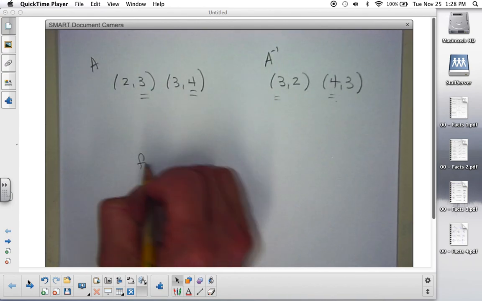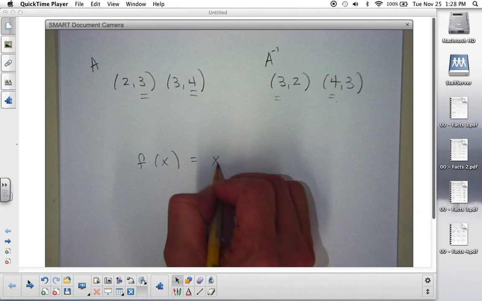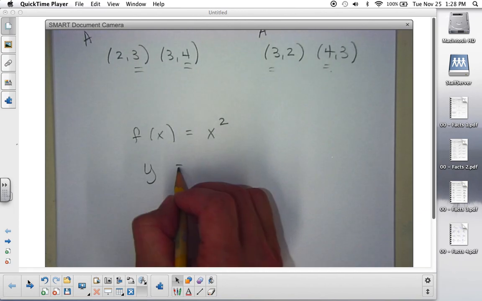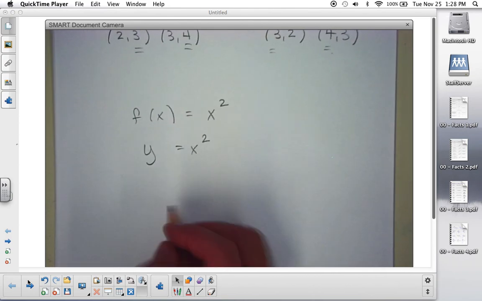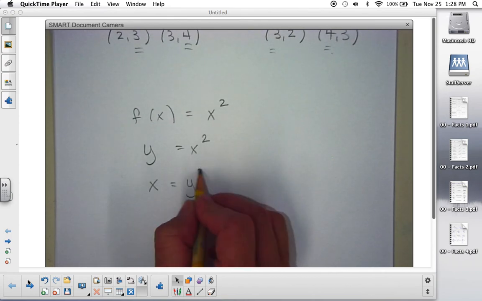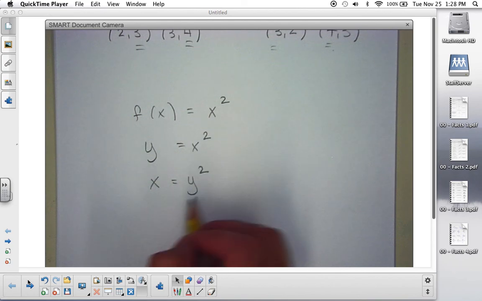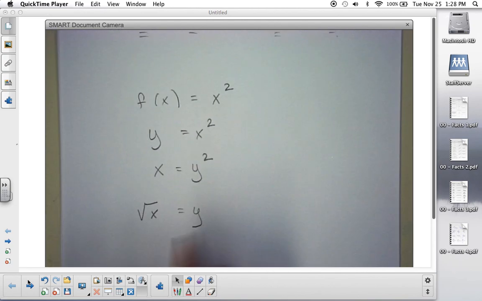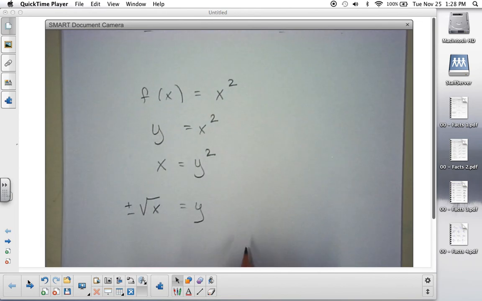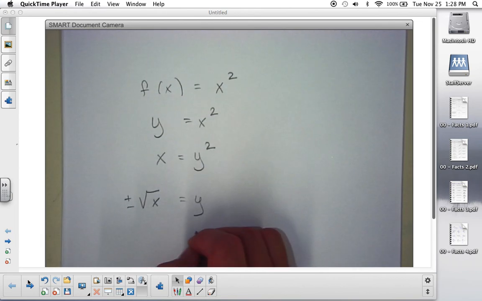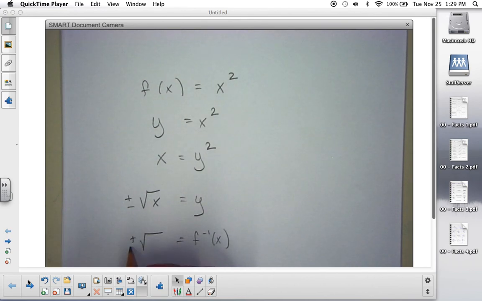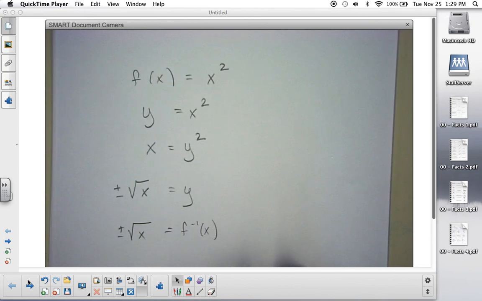If they had given you something in the form of an equation, to find the inverse, you have to substitute a y for f of x. Again, interchange the x and the y values, and then solve it for y. So to get rid of that squared, I'm going to square root both sides. Here you have to remember that good old plus minus, and I would replace this y with f inverse notation because I was in function notation to begin with. So that's how we found the inverse of an equation.